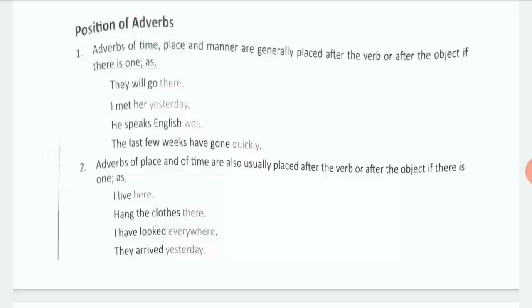So over here, all these adverbs of place or time, like here, there, everywhere, yesterday, have been placed either after the verb or after the object. Here has been placed right after the verb live. There has been placed right after the object, the clothes. Everywhere has been placed right after the verb have looked. And yesterday has been placed right after the verb arrived.